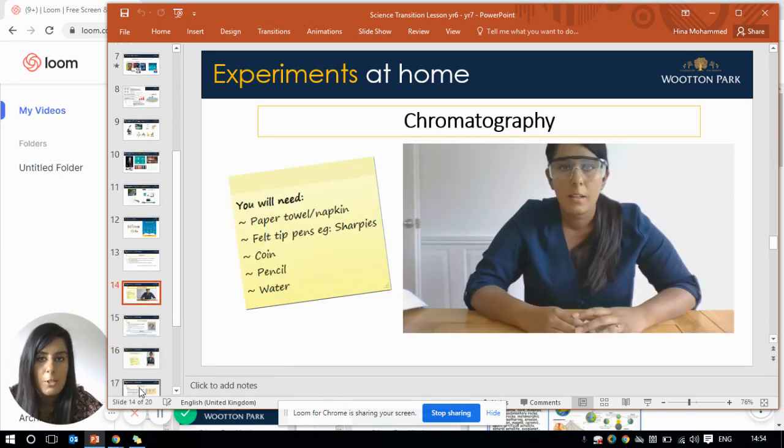So the first experiment you're going to look at is chromatography. The equipment you need is listed here. So you need a paper towel or a napkin, felt tips. You can use Sharpies, but if you haven't got Sharpies, that's fine. You can use any felt tips. You need a coin, a pencil, and water. So I'm going to play the video so you can see how to carry out this experiment.